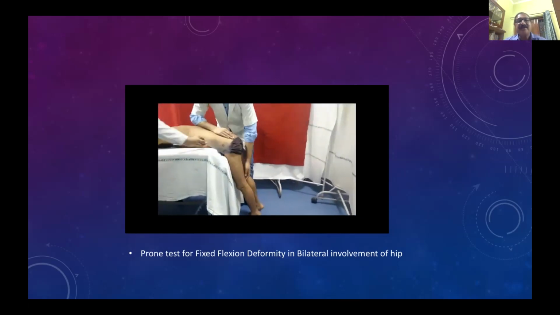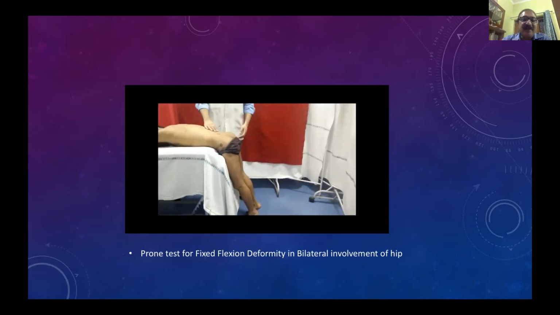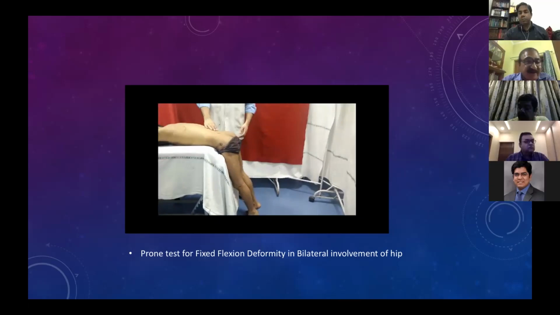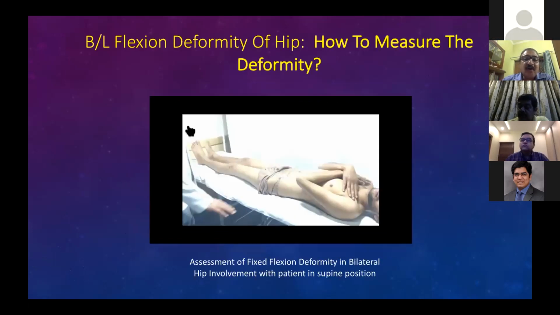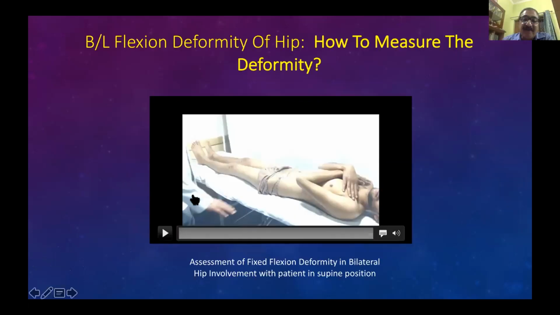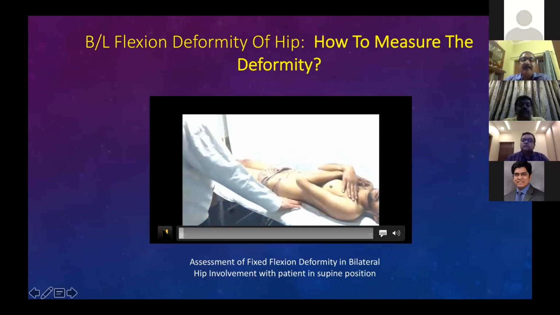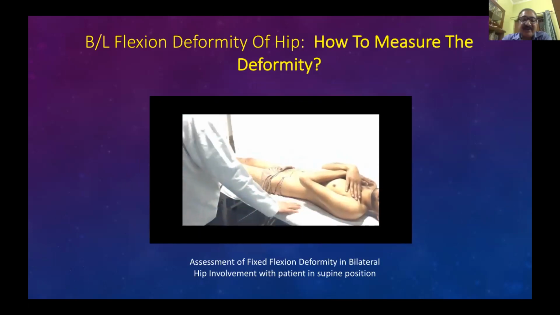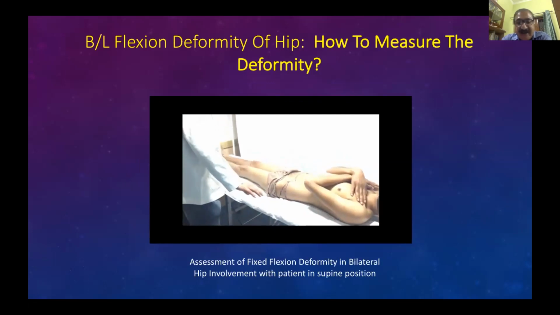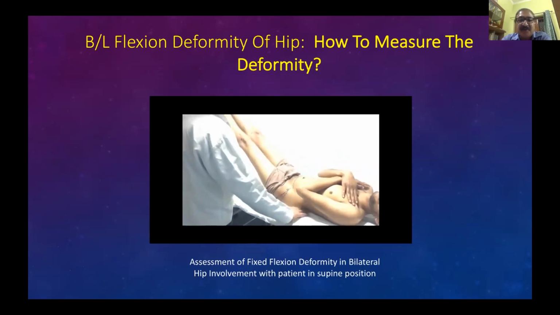Now this method sometimes becomes impractical if the patient happens to be an adult and heavy. In that situation, I have described a new method of testing flexion deformity of the hip joint in cases where there is bilateral hip involvement. I have not found this method in the literature, and I feel that I'm the first person to describe it.